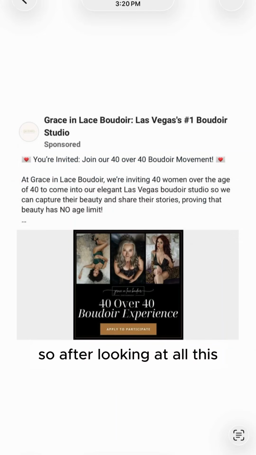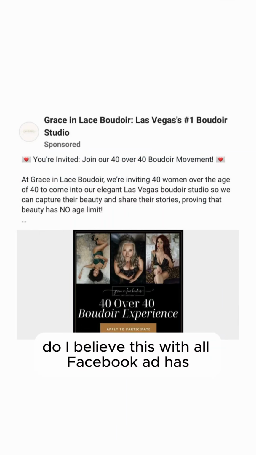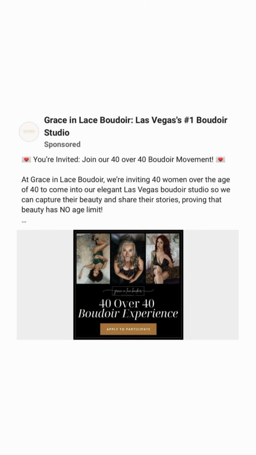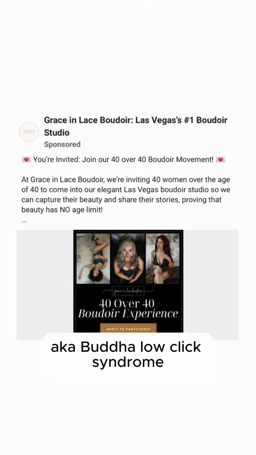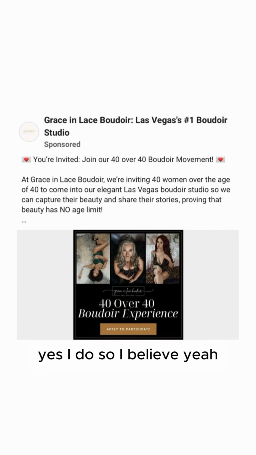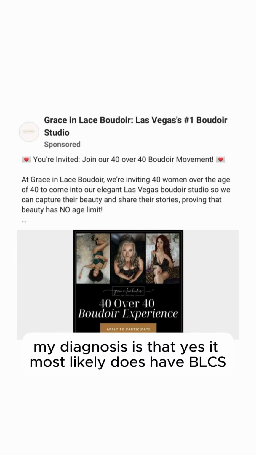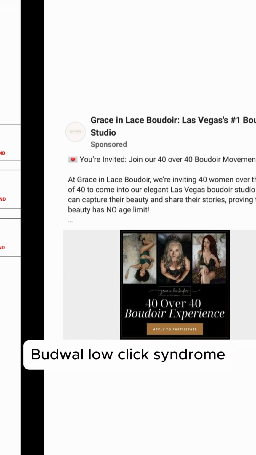So after looking at all this, do I believe this Boudoir Facebook ad has a unique CTRL under 6% and therefore has BLCS, aka Boudoir low click syndrome? Yes, I do. So I believe the unique CTRL of this one, my diagnosis is that yes, it most likely does have BLCS, Boudoir low click syndrome.